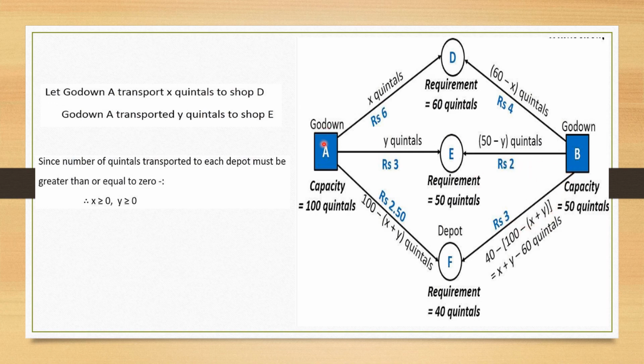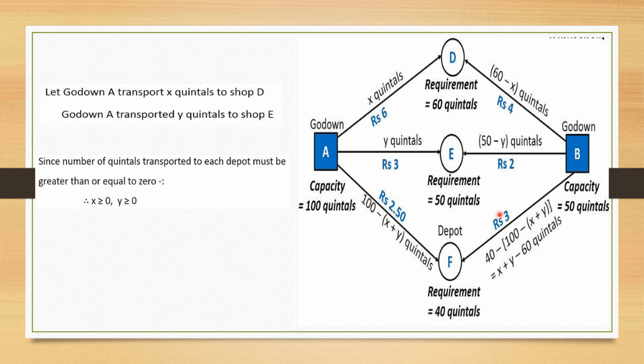Okay, so as we started from A, A will supply X to this, Y quintals to this, and the remaining, that is 100 minus (X plus Y), the sum of these two which it has already supplied, to F. So 100 minus (X plus Y) quintals. Clear? Please be careful about the sign. X plus Y, both are taken together to be subtracted from 100.